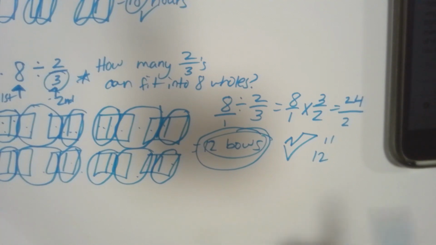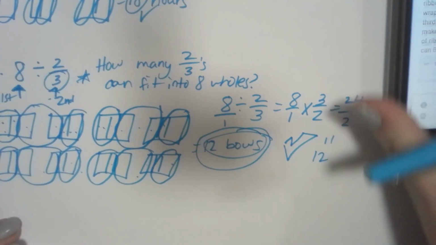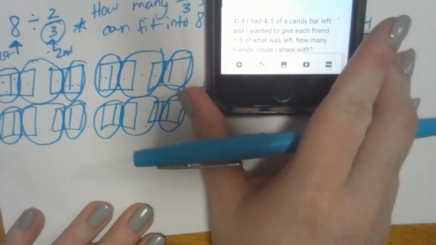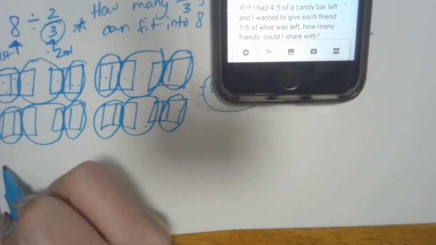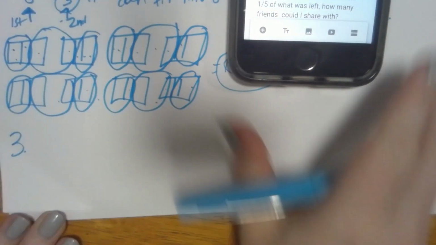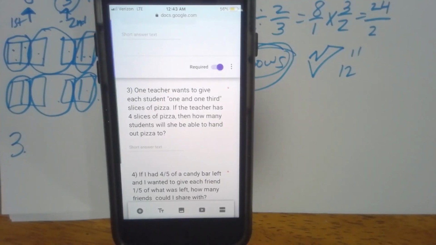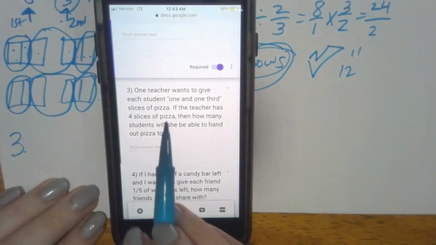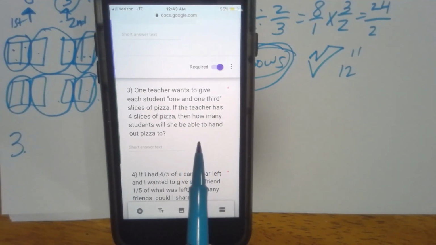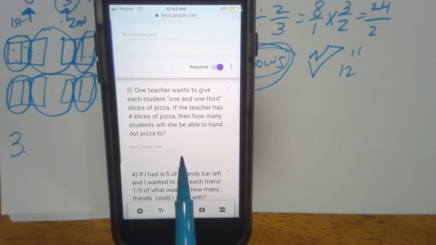Alright, and then the last one. Let's see if I can fit it right here. Number 3. One teacher wants to give each student 1 1/3 slices of pizza. That's odd, but if the teacher has 4 slices of pizza, then how many students will she be able to hand out pizza to? Alright, let's think about the numbers. She's dealing with 1 1/3 slices out of the 4 she has total. There's probably an easier way to do this, but let's go ahead and solve it.